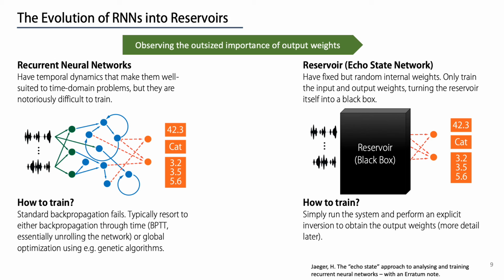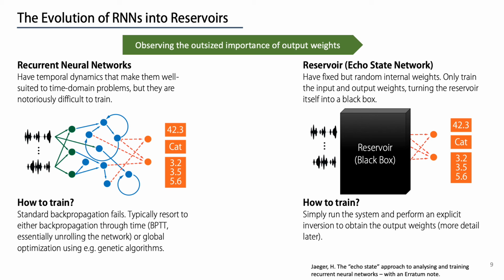Training these is quite difficult, and standard backpropagation fails. Typically, one must resort to backpropagation through time, which is essentially an unrolling of the network, or using global optimization techniques such as genetic algorithms, or others.